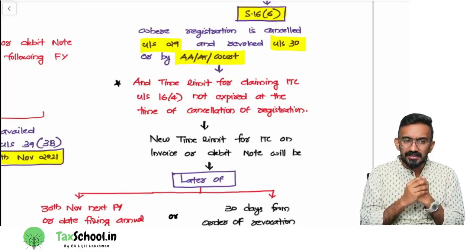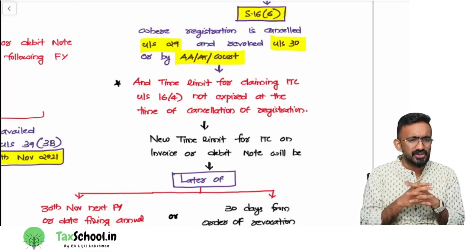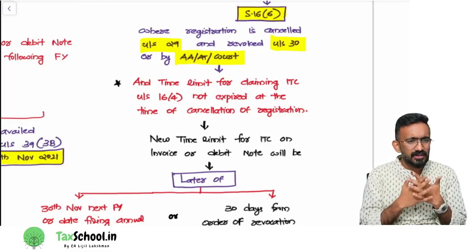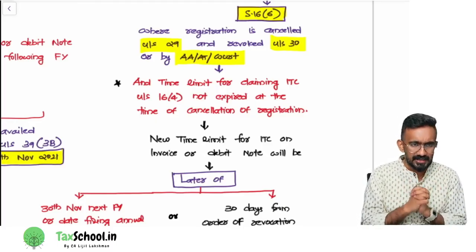Why would he cancel his registration? Because he feels like this registration is not required. He's closing his business, selling his business. All these reasons could be wherein he himself would go and cancel his registration.